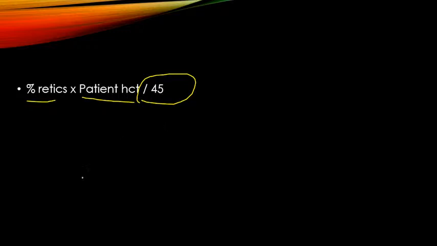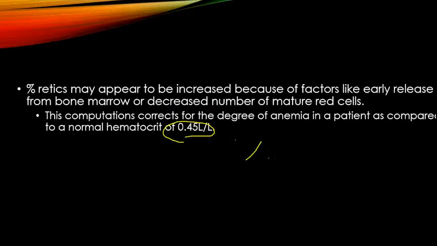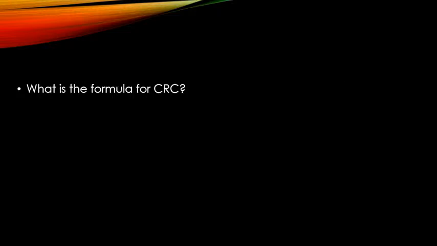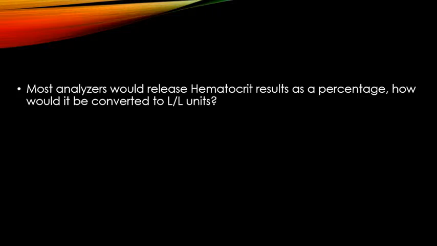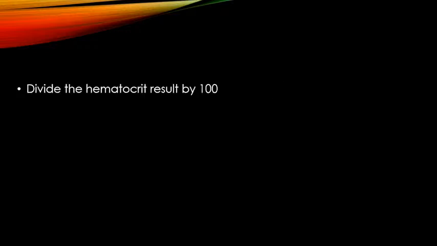Okay? Why is it 45? Because based on the principle, it is a computation that corrects for the degree of anemia in a patient as compared to the normal population's hematocrit, which is at an average of 45. Okay? Clear? Now, most analyzers would release hematocrit result as percentage. How would you convert it to liter per liter units? All you need to do is divide the hematocrit result by 100. Okay? And you're going to get liter per liter units.